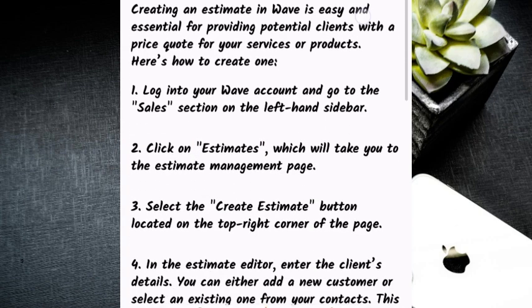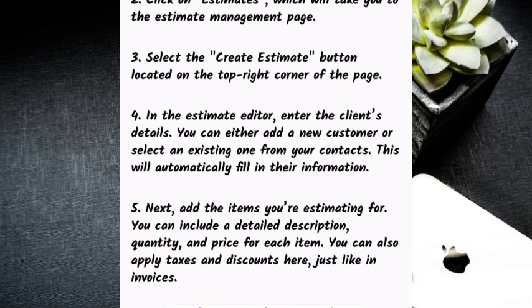First thing you got to do is to log into your Wave account and then go to the sales section on the left hand sidebar. Then you're going to click on estimates, which will take you to the estimate management page. Now there you're going to select the create estimate button, and you can find that at the top right corner of the page.